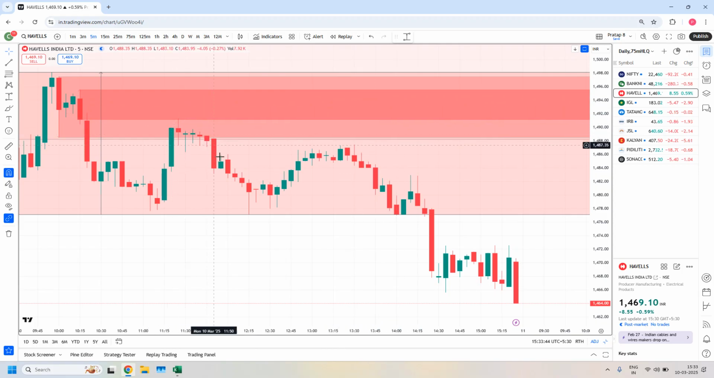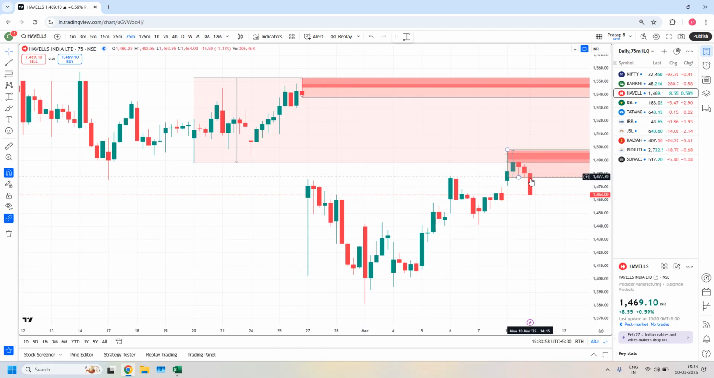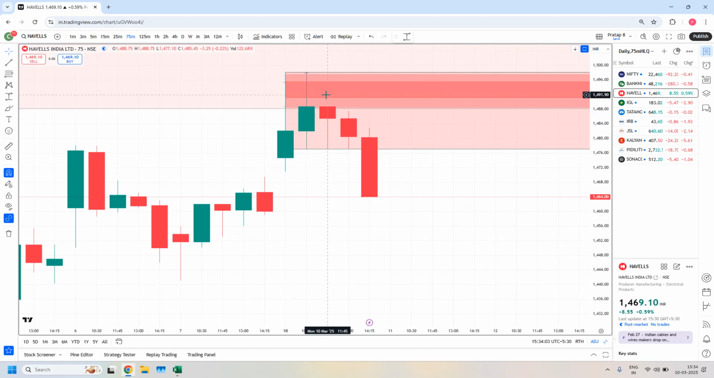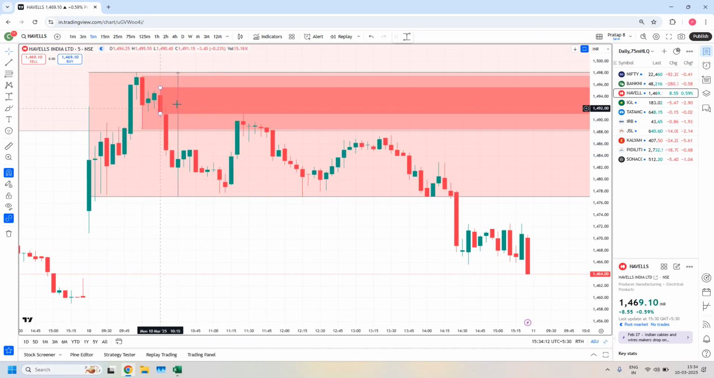But today we missed this opportunity. Why did we miss? At the time of this 15 minutes and 5 minutes fine-tuned zone formation, the 75 minutes zone formation is not completed. Look into 75 minutes. On 75 minutes, only the last candle formed. But before that, this zone was already tested. See, before that, this 15-minute zone is formed here. And before that, the fine-tuned 5-minute zone is formed. Before 75 minutes confirmation, this zone is already tested.